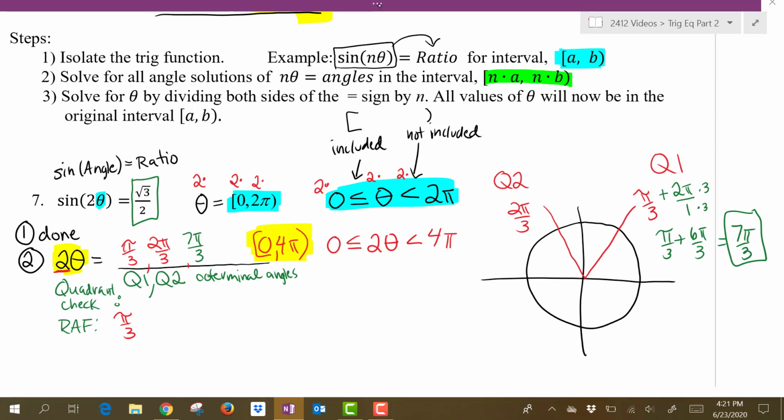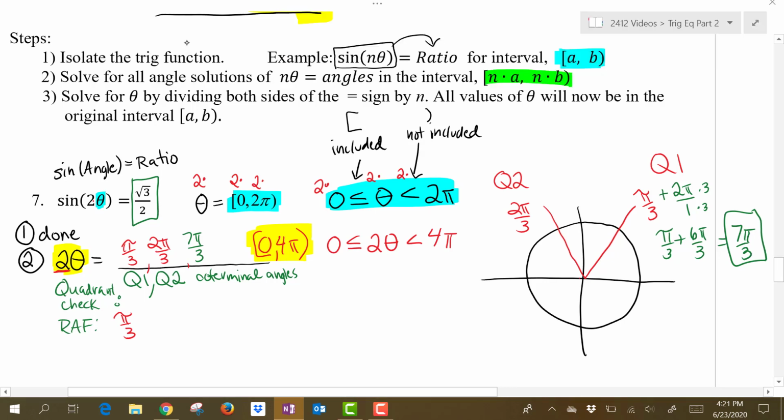Alright, we have to do the same thing for our quadrant 2 angle. I want to add 2 pi. Okay, so 2 pi over 1, we're going to add that to the 2 pi over 3. I have to have a common denominator of 3. So I'm really adding 6 pi over 3 plus 2 pi over 3. So that quadrant 2 angle, I get 8 pi over 3.